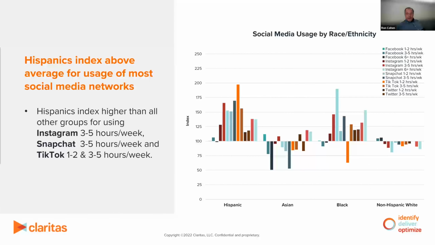Social media. I know this is a bit of an eye chart. There's another one here that'll make it a little clearer. This one is comparing the different race and ethnic groups for various different social media platforms based on intensity of usage. So there's 3 for Facebook, 3 for Instagram, 3 for Snapchat, 3 for TikTok, 3 for Twitter. What you're seeing here is that Hispanics over-index everybody for moderate usage on Instagram, Snapchat, and TikTok, right?